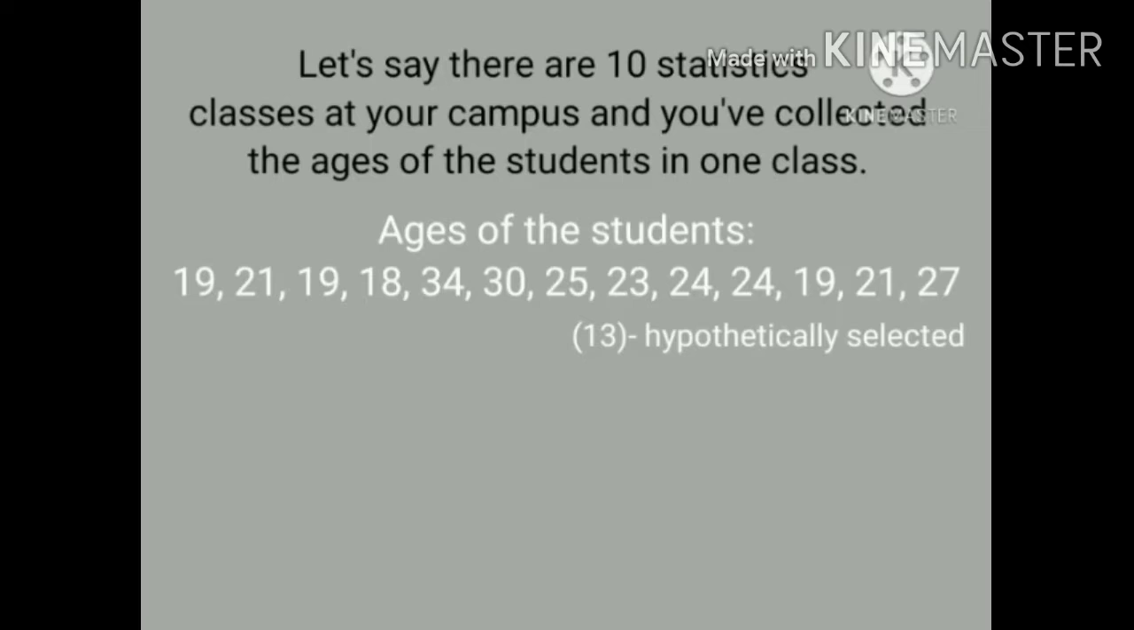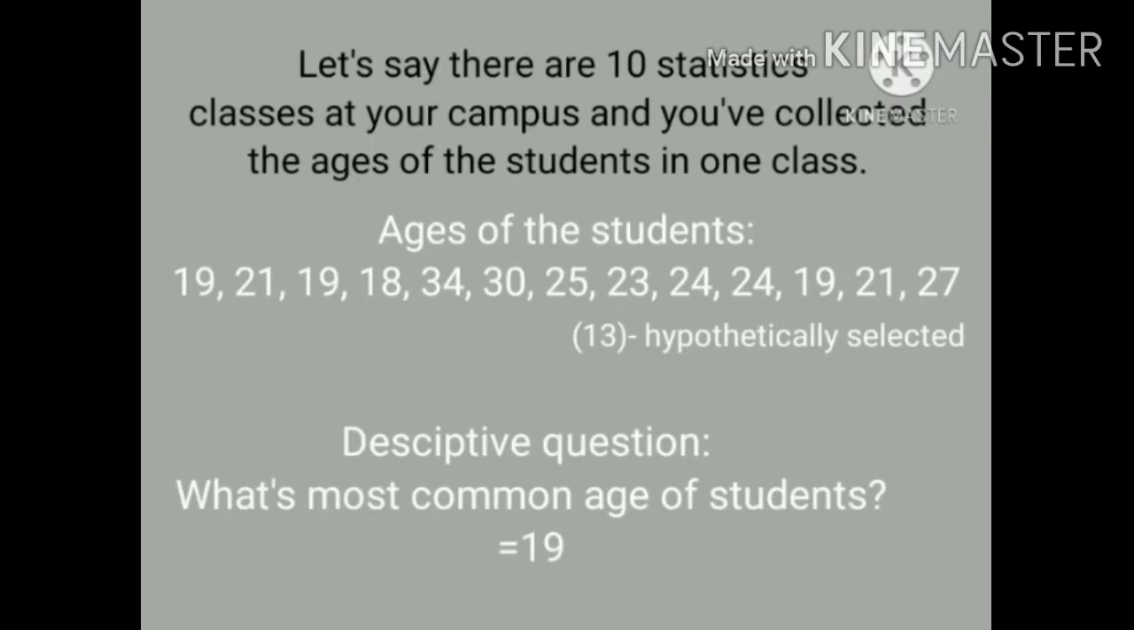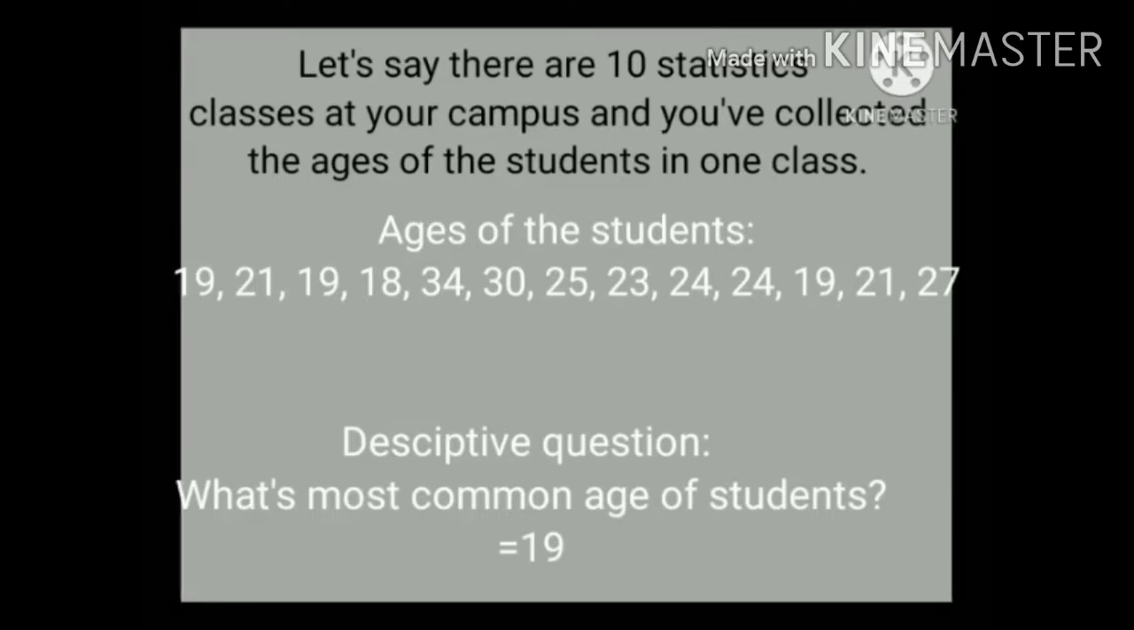Let's say that there are 10 statistics classes at your campus and you've collected the ages of the students in one class. The ages of the students are 19, 21, 19, 18, 34, 30, 25, 23, 24, 24, 19, 21, and 27. There are 13 who were hypothetically selected. So the descriptive question here is, what's the most common age of the students? We have here 19, and that's way too obvious, so 19 is the most common age of the students.